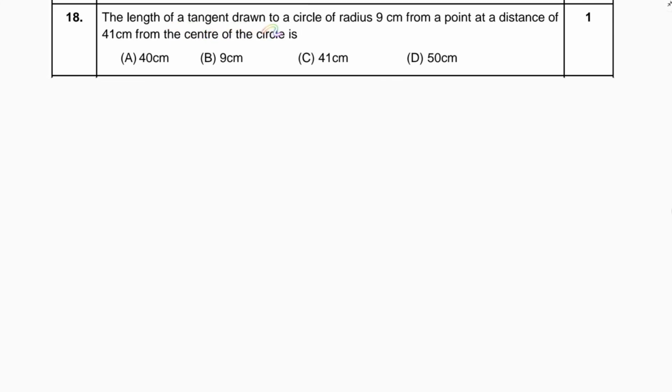Here the length of a tangent drawn to a circle of radius 9 centimeters from a point at a distance of 41 centimeters from the center of the circle is. So we need to find the length of the tangent. If we take this as a circle, with a point 41 centimeters from the center, and radius is 9 centimeters, we need to find the length of the tangent x.